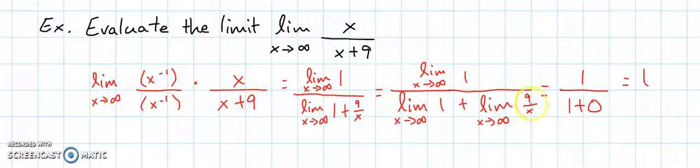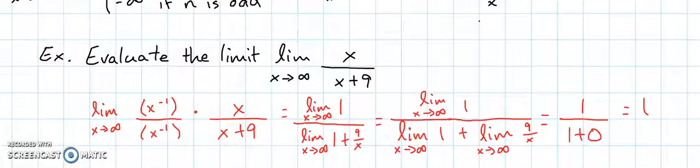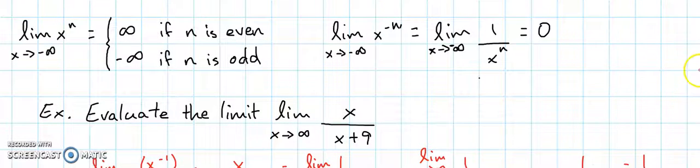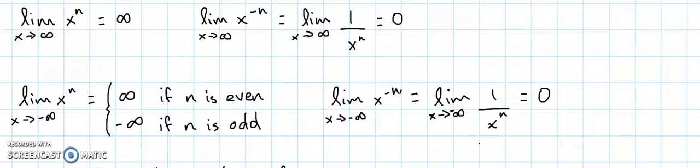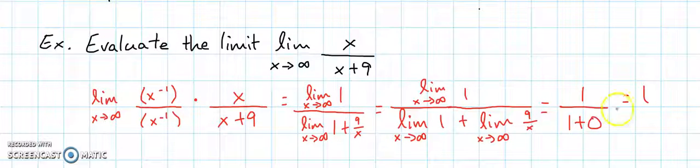But the limit of 9 over x is equal to 0, because as we remember, we can see here that the limit of 1 over x as x approaches infinity is always equal to 0. The limit of x over x plus 9 as x approaches infinity is 1.